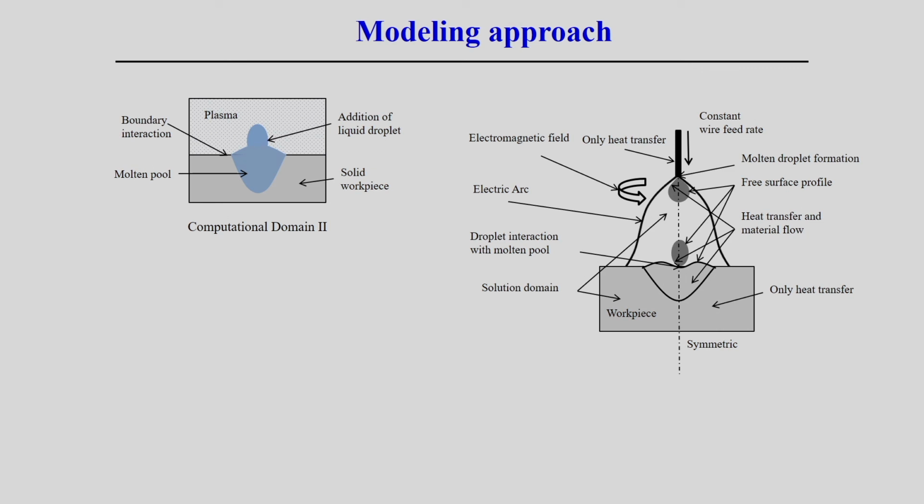Here, for droplet addition, there is also computational domain 2, I have already explained this. If you see, the computational domain is under the influence of the plasma, or under the arc, then boundary interaction, addition of the liquid droplet to another molten pool, and this is the solid workpiece. So, we start with this, then gradually over time how the free surface profile evolves, that is the final objective of this particular computational aspect.